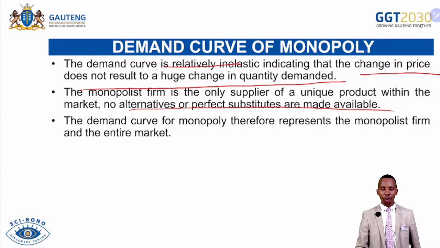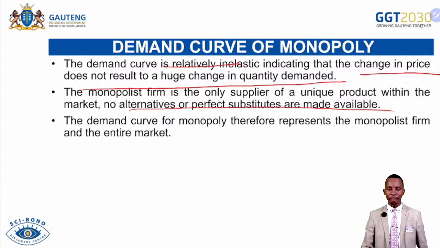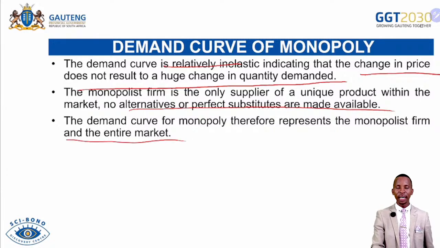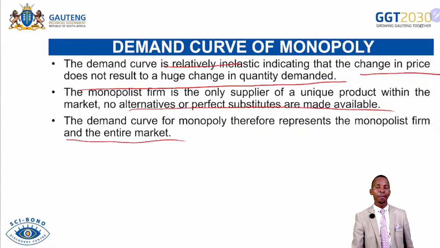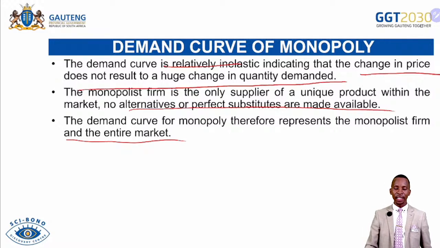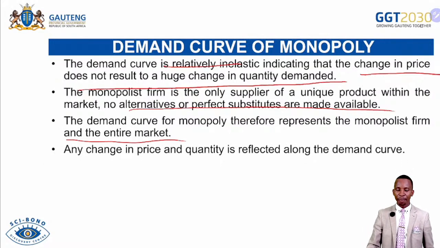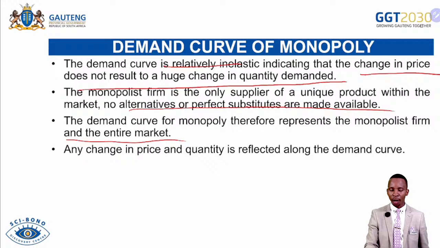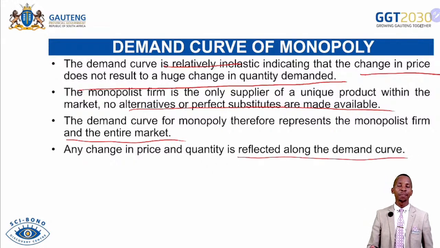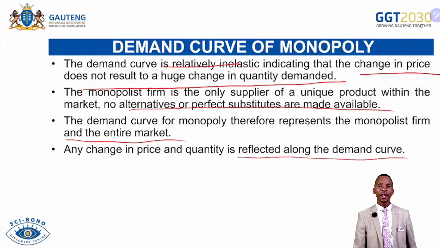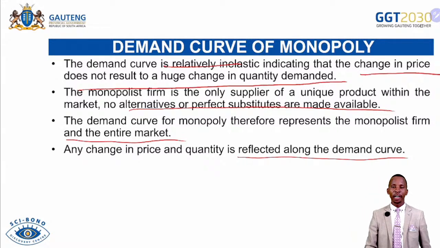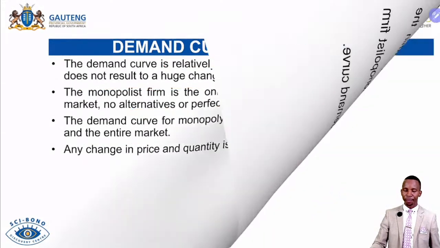The demand curve for the monopoly therefore represents the monopolist firm as well as the entire market or the entire industry. This demand curve represents both the market as well as the individual firm. Any change in the price and quantity is reflected along the demand curve. If ever there is a change in price or quantity, that is indicated along the demand curve for the firm under the monopoly.